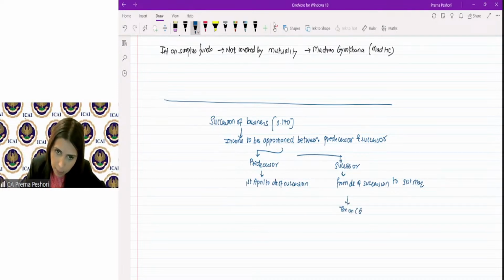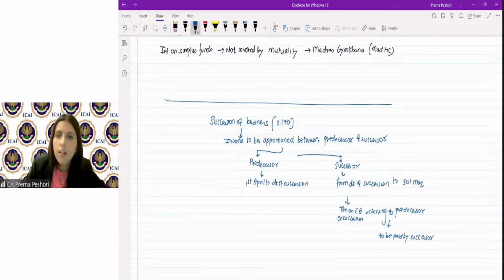Tax on capital gain accruing to predecessor, or you can write tax on capital gain on succession accruing to the predecessor to be paid by successor. Okay. Now, what does this particular new return filing for the modified return require?